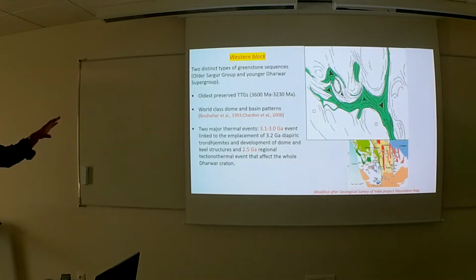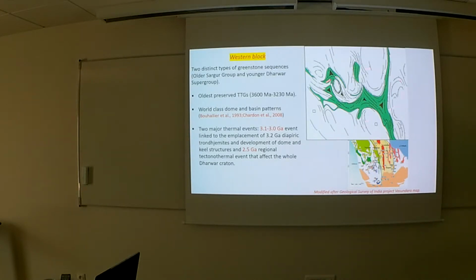Now, I would like to summarize the history of the individual crustal blocks very briefly. In the western block, I already mentioned the two types of volcano-sedimentary greenstone sequences preserved here. The oldest TTGs are preserved here. One of the most interesting aspects is the very beautiful dome and basin patterns preserved here. We can see the clear domal structures on the satellite images.